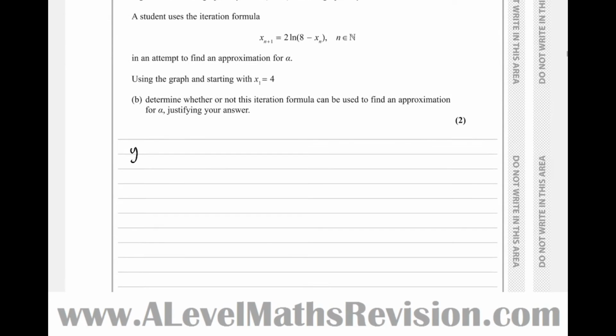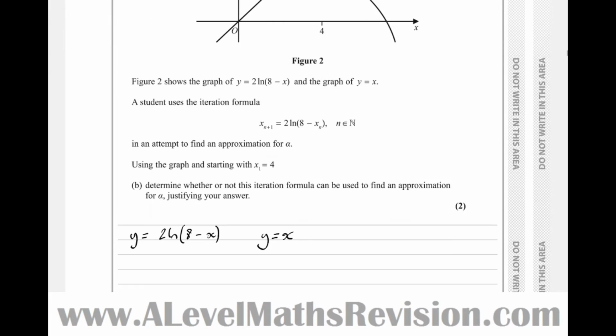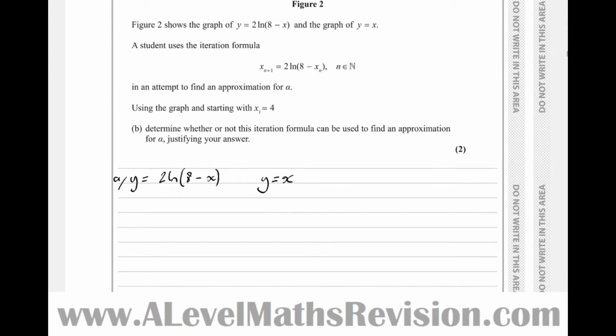So y equals 2 log of 8 minus x and y equals x are the two equations, so set them equal to each other. So this was part A. We've got 2 log of 8 minus x equals x, which implies, and the change of sign method only works when one side is equal to 0, so if I take away x, I get 2 log of 8 minus x minus x equals 0, and now I'm ready to do the change of sign method.